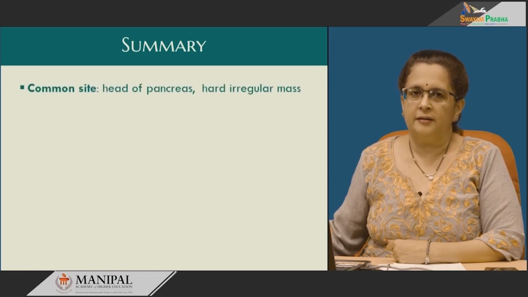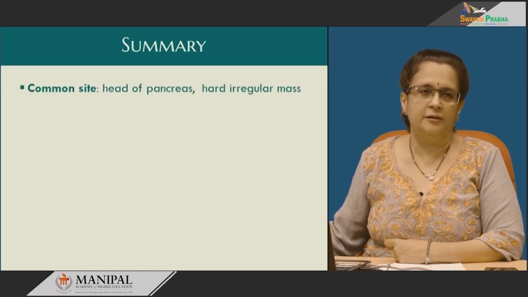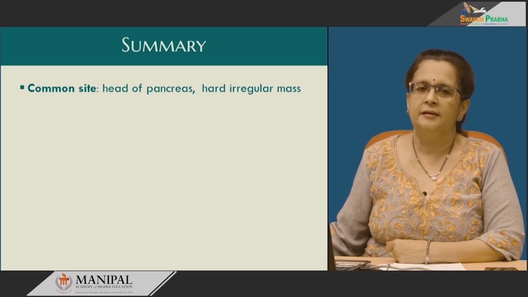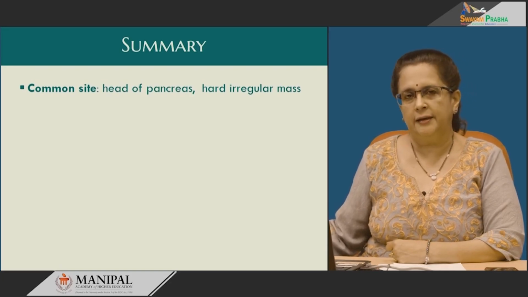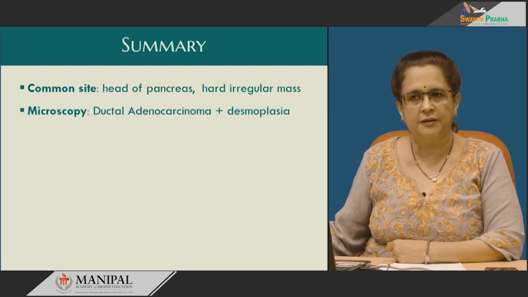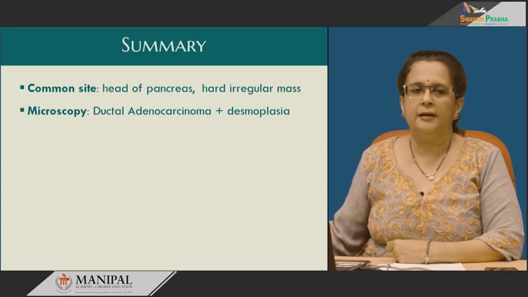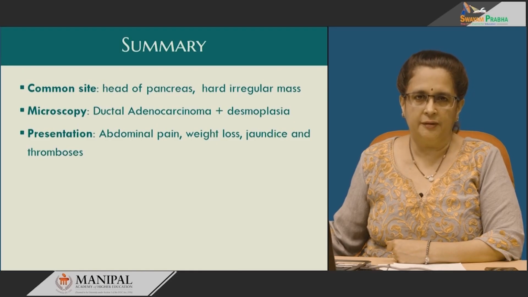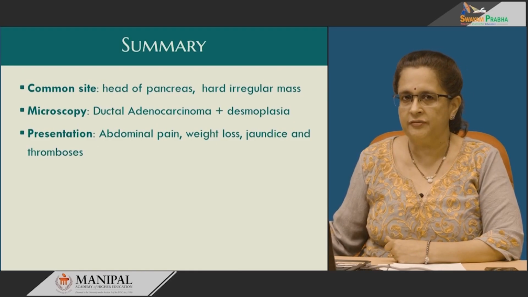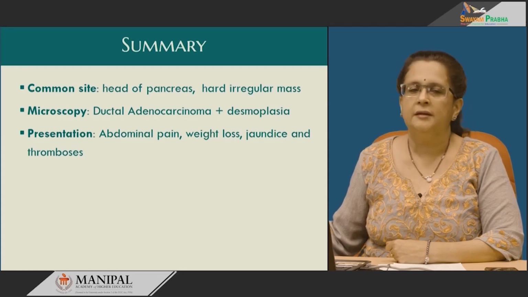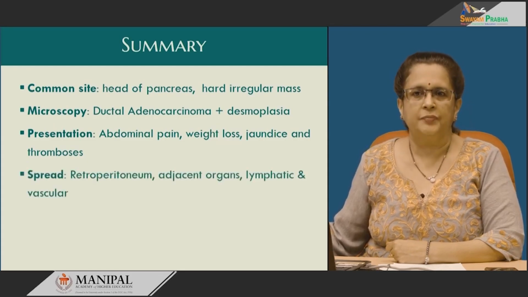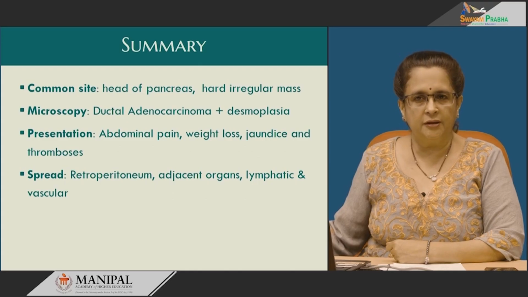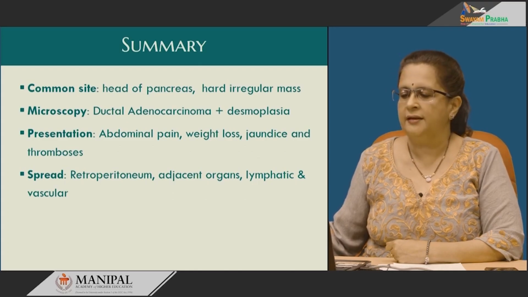The common site is head of pancreas, accounting for about 60% of the cases, wherein it presents as a hard irregular mass due to the extensive desmoplasia seen, and it is usually a ductal type of adenocarcinoma. Presentation is with abdominal pain, or these patients may even present in an advanced stage with jaundice and obstructive symptoms, weight loss and thrombosis. The spread is to the retroperitoneum, adjacent organs, lymphatics and vascular.